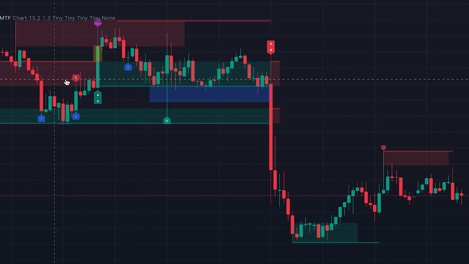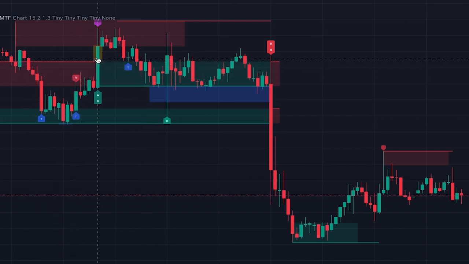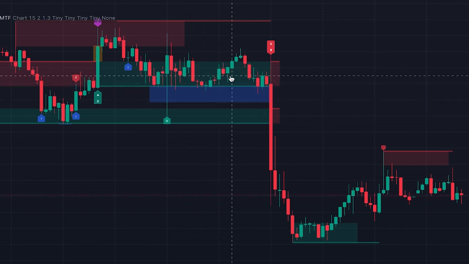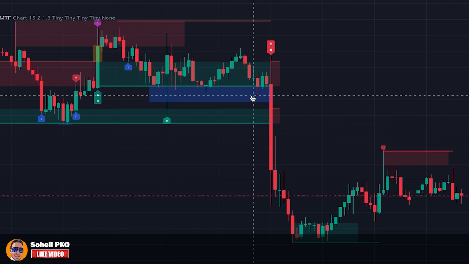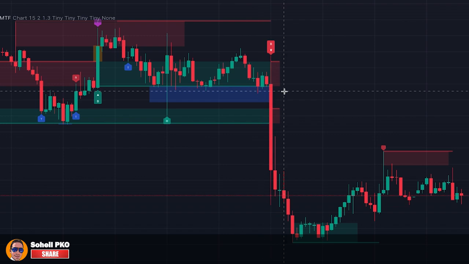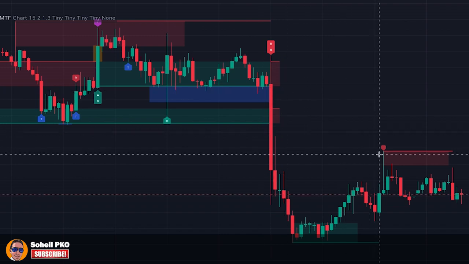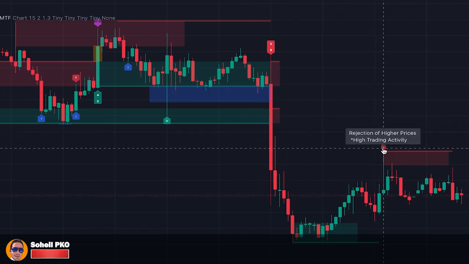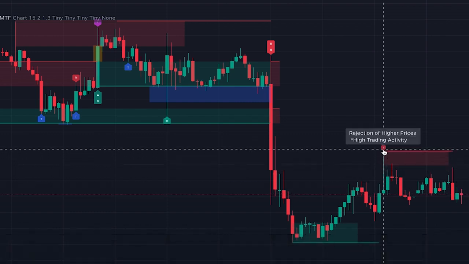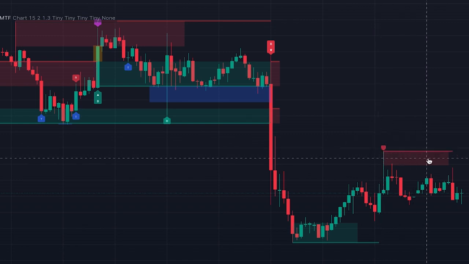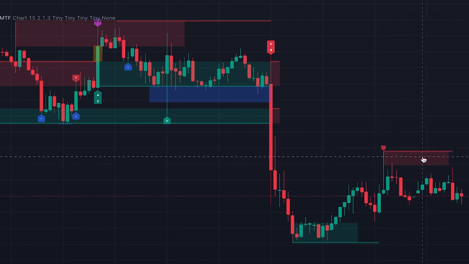Please pay attention that when a resistance zone is broken, we get a yellow zone like this, or when a support zone is broken, we get a blue zone like this, which actually shows possible manipulation zone, which are significant levels probably interested by large and institutional traders. We have also these smaller labels which show rejection of prices. For example, here it shows rejection of higher prices with high trading activity, and so a significant zone here to act as a resistance zone.